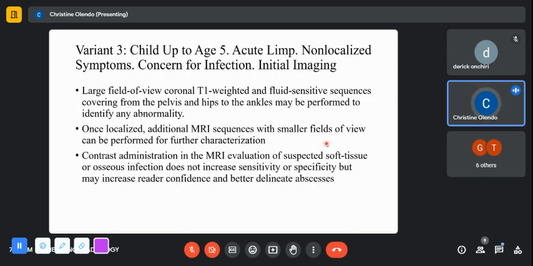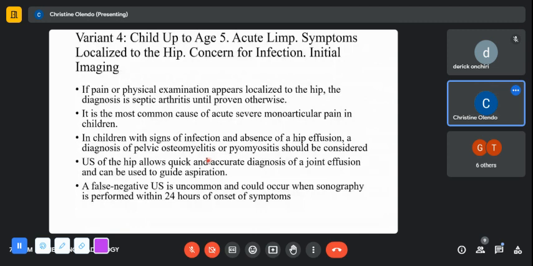Contrast was given just to have a higher specificity and sensitivity for abscess diagnosis. Child with an acute limp with symptoms localized to the hip and a concern for infection.